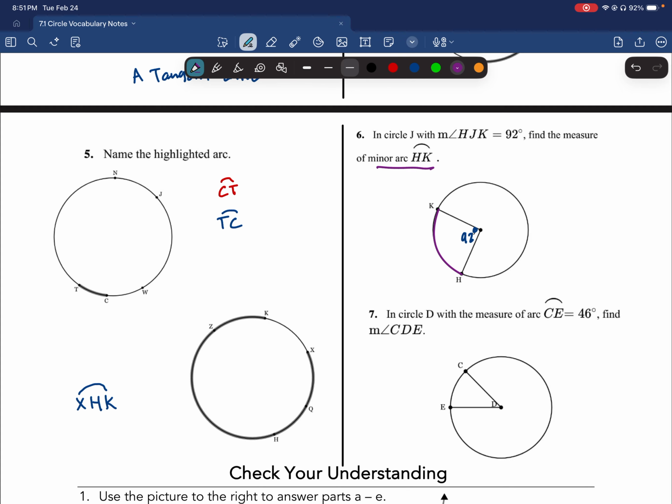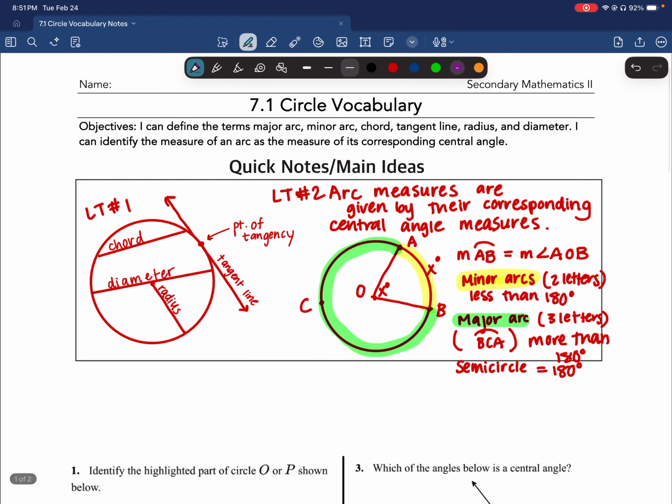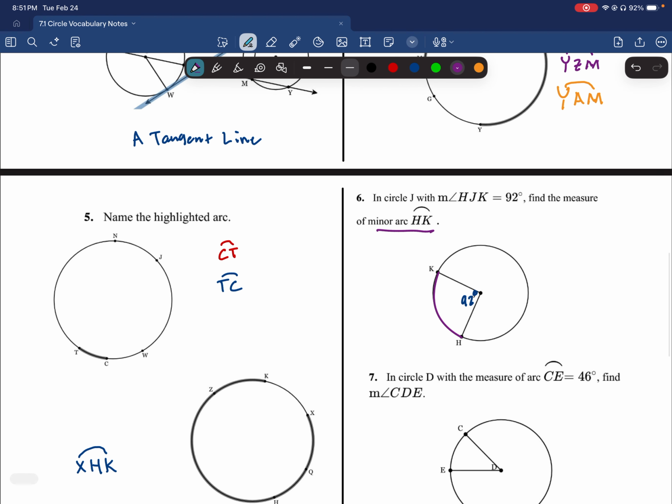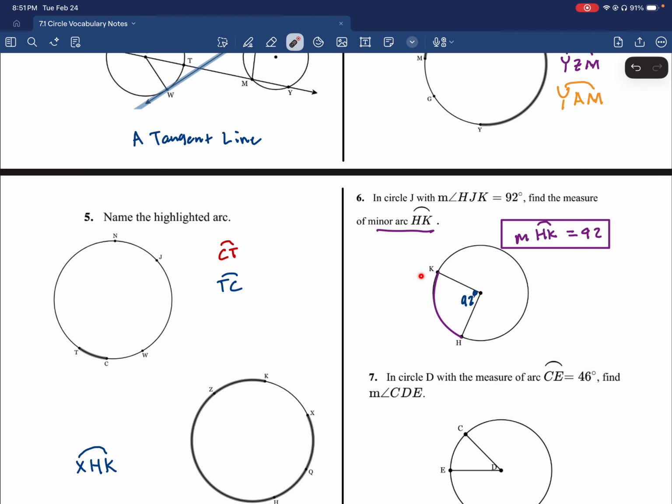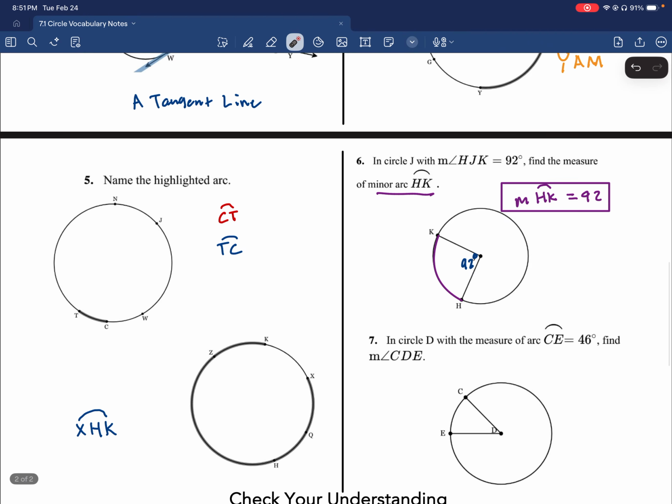Now, if I go back to my quick notes, it says that the arc measures are always given by their corresponding central angle measures. So if I know what this central angle is, I also know how long this arc is. Okay, so I do know how big this central angle is. It's 92 degrees, which means the measure of the arc HK is also 92. Okay, because I do have a central angle, so I do know that this is also 92 here.